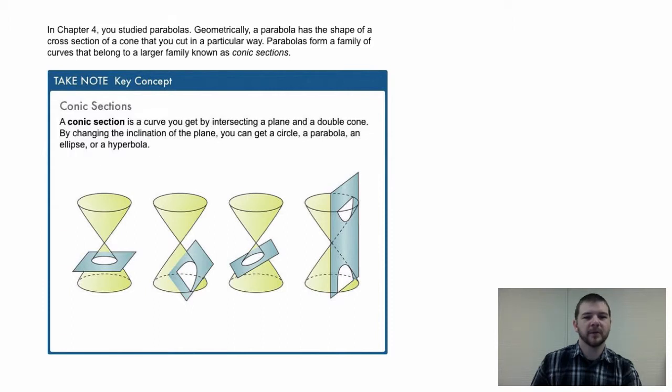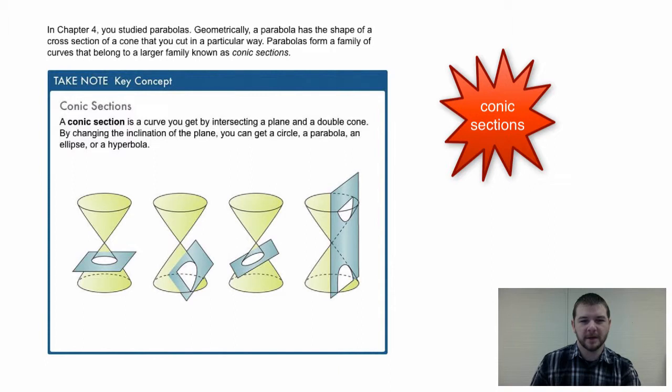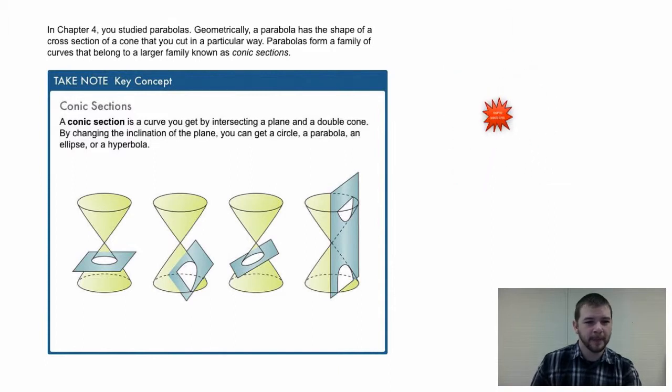In Chapter 4, you studied parabolas. Geometrically, a parabola has the shape of a cross-section of a cone that you cut in a particular way. Parabolas form a family of curves that belong to a larger family known as conic sections. For your notes, a key concept: conic sections. A conic section is a curve you get by intersecting a plane and a double cone. By changing the inclination of the plane, you can get a circle, a parabola, an ellipse, or a hyperbola.